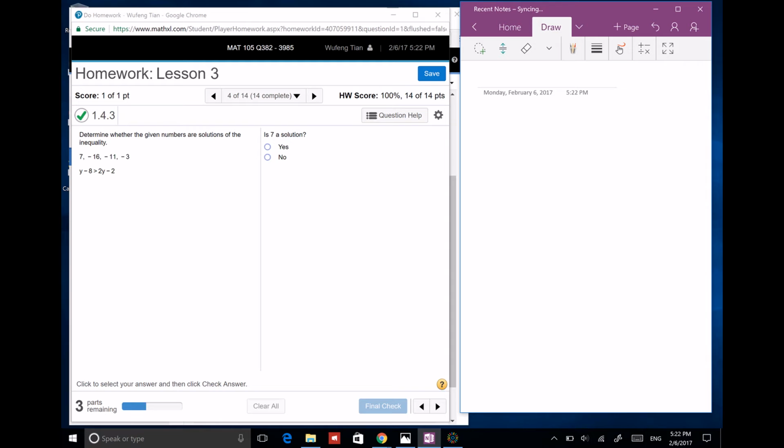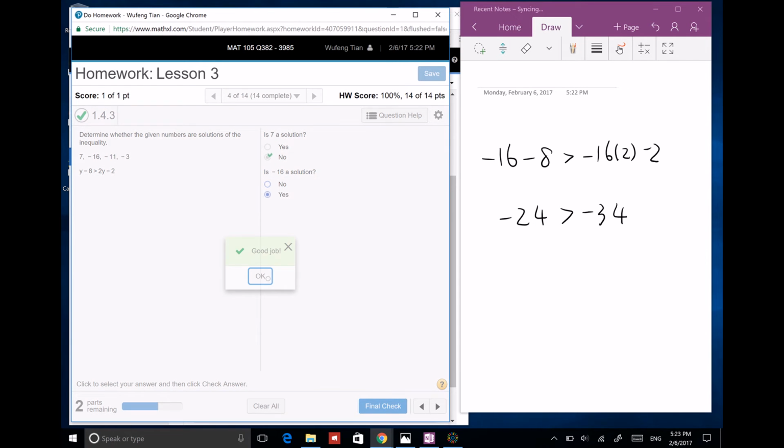Next one, is 7 a solution? We can plug it in. 7 minus 8 bigger than 2 times 7 minus 2. Negative 1 bigger than 12, which is wrong. So it's not a solution. Is negative 16 a solution? Negative 16 minus 8 bigger than 2 times negative 16 minus 2. So it's negative 24 bigger than negative 34, which is yes. So it is a solution.